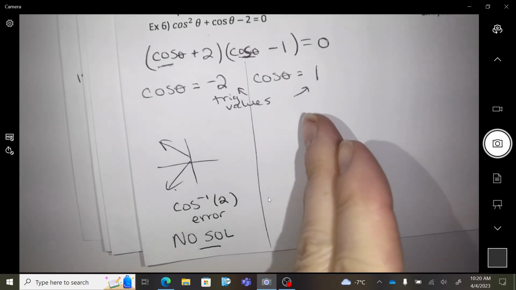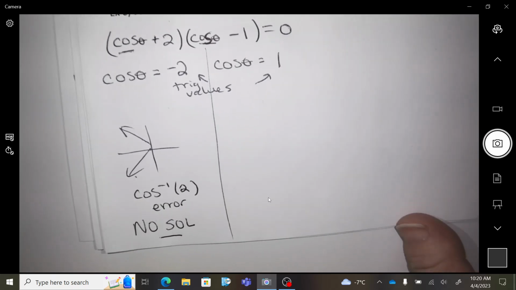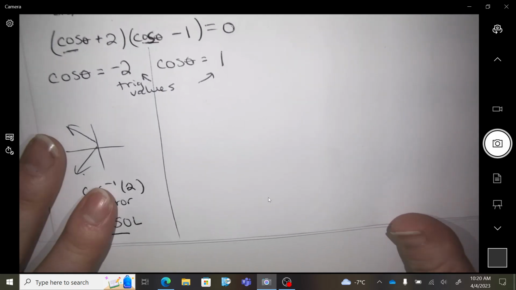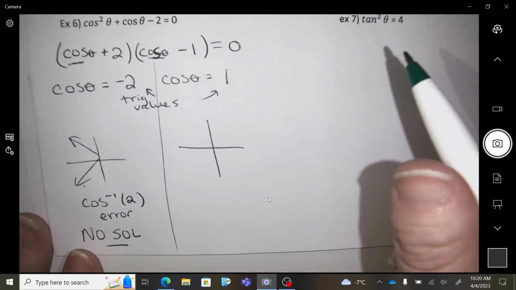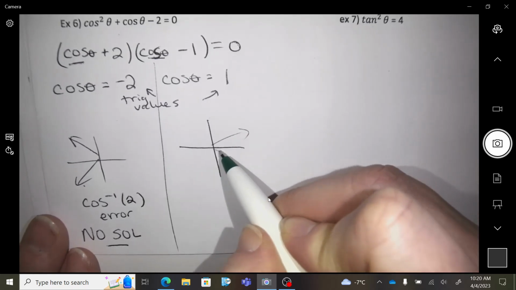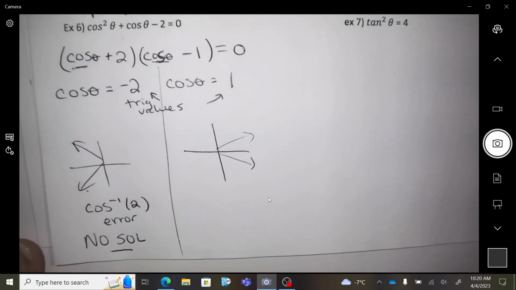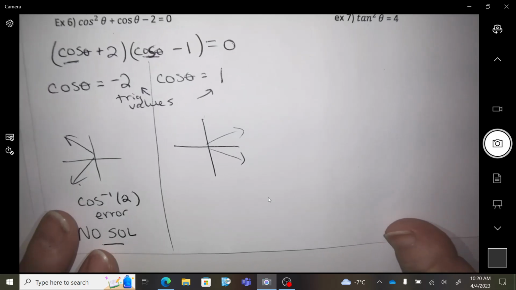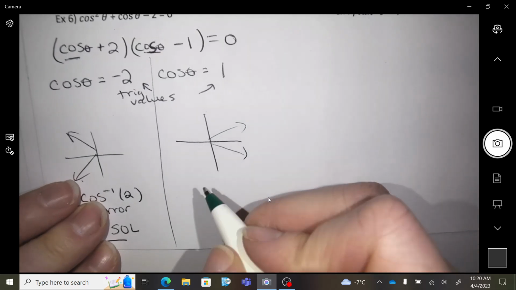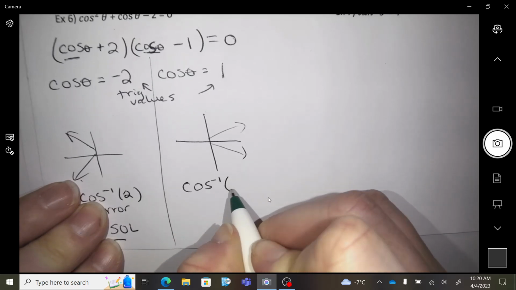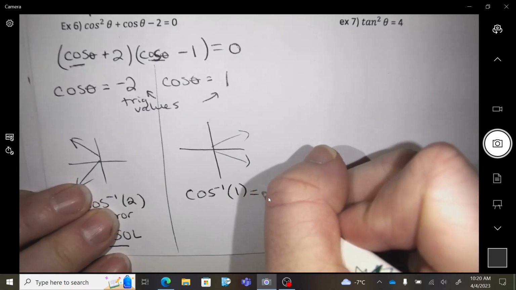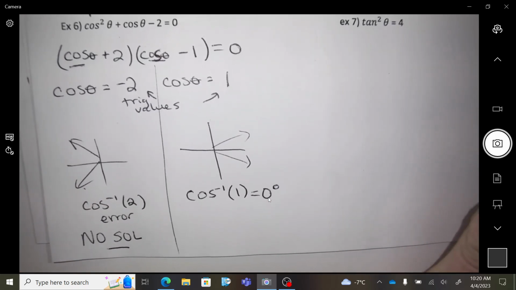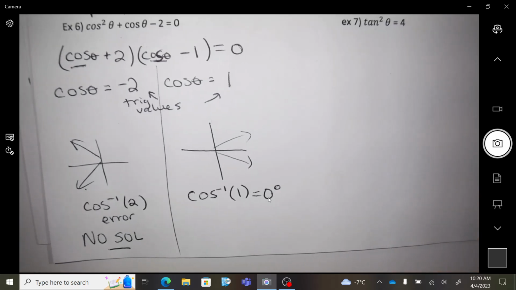Okay, jumping to the next trig value. Cos is 1. So I got to pick the quadrants that I want to start with. The rights. Step 3, get me a reference. So you inverse it, cos inverse of 1, and you get 0 degrees.